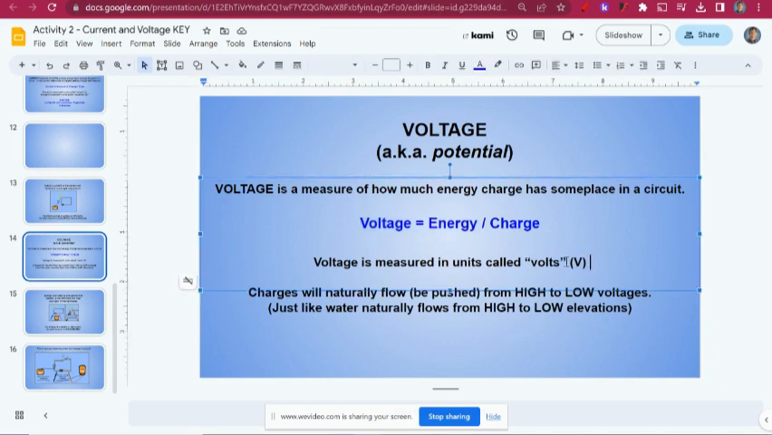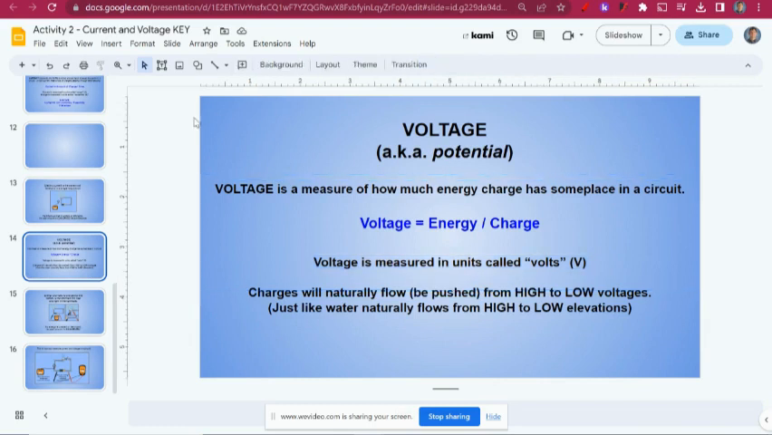So voltage is measured in volts. If you buy a battery that has, say, 12 volts of voltage, that's telling you something about how much energy every charge can carry. And I know you read about this, but charges naturally will flow, that is, be pushed from high to low voltages, just like water naturally flows from high to low elevations.